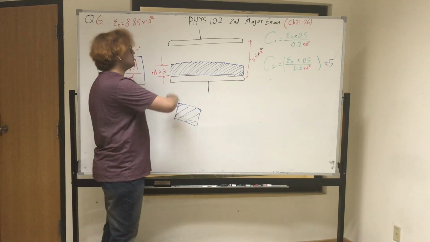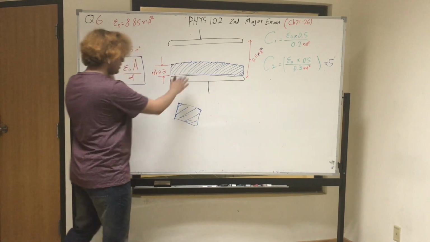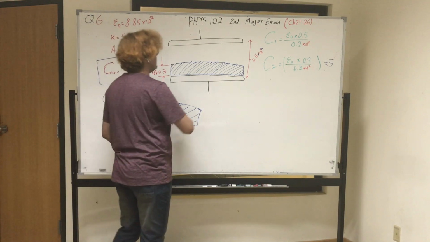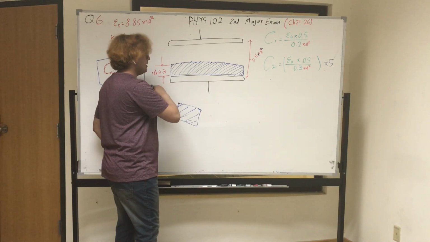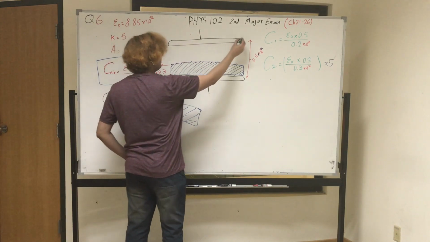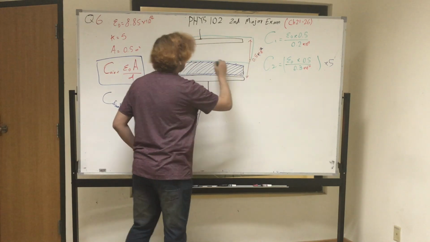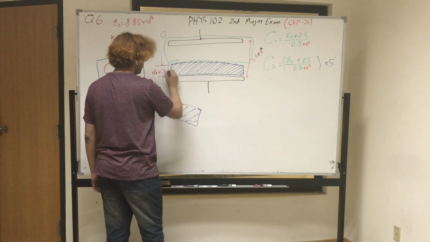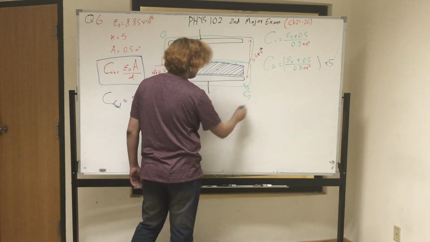So how can we use this information to calculate the capacitance of this new capacitor after we inserted the slab or the dielectric? Okay, so we could look at this capacitor as two capacitors connected in series. So the first capacitor is this one over here. This is C1. And the other one, with the slab in it, is C2.